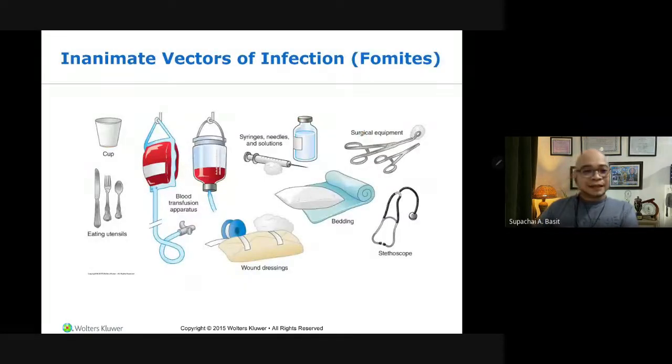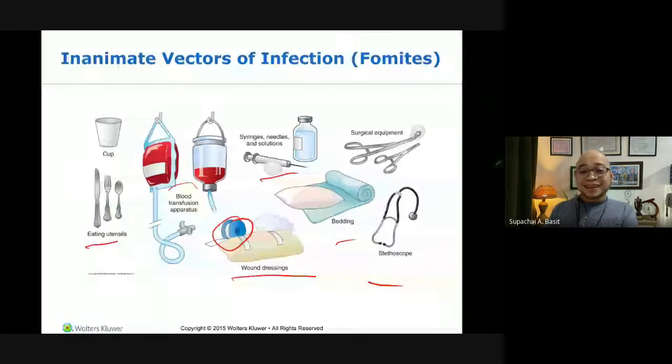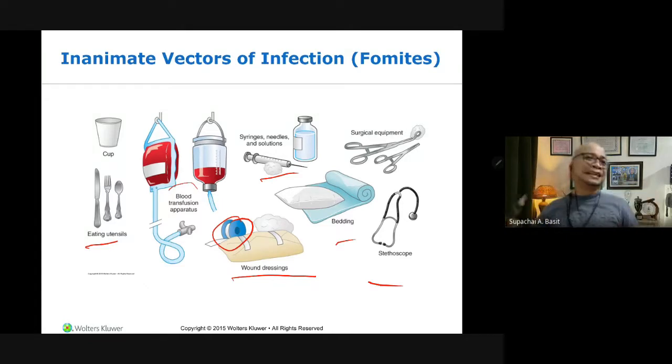Okay, so in these examples, we have a drinking cup, eating utensils, blood transfusion apparatus, wound dressing, even this particular micropore tape, syringes, needles and solutions, surgical instruments, bedding, stethoscope, they're all considered fomites. So I'm just wondering why someone would be wearing a stethoscope and parading himself in the mall with that stethoscope, diba? That person is actually displaying a fomite.